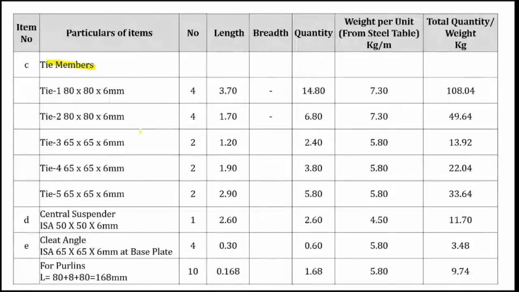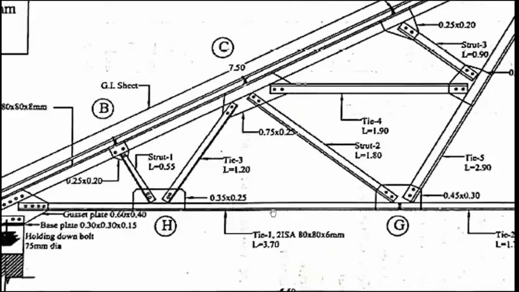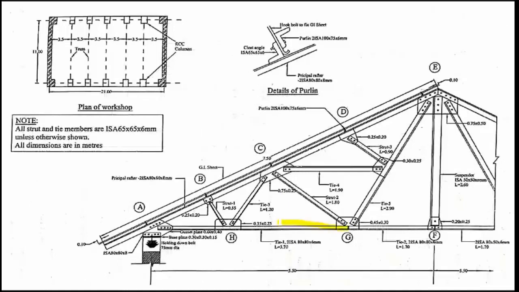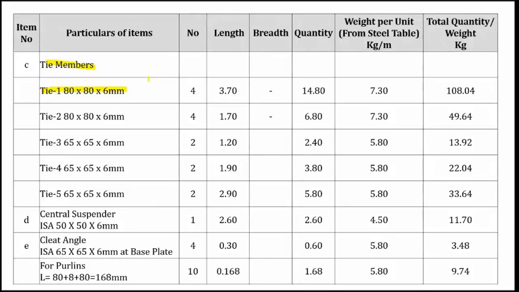Right? Same thing, we are going to write tie member number 1, 80 by 80 by 6. Then next, if you see carefully here, they have given it as double angle, two members. As it is symmetrical, from here till here, two numbers we have. On the right side, from here we will have two numbers. So totally four numbers of length 3.7 meters. If you multiply, you will get the quantity. The weight you will get from the steel table, and you will get the answer.